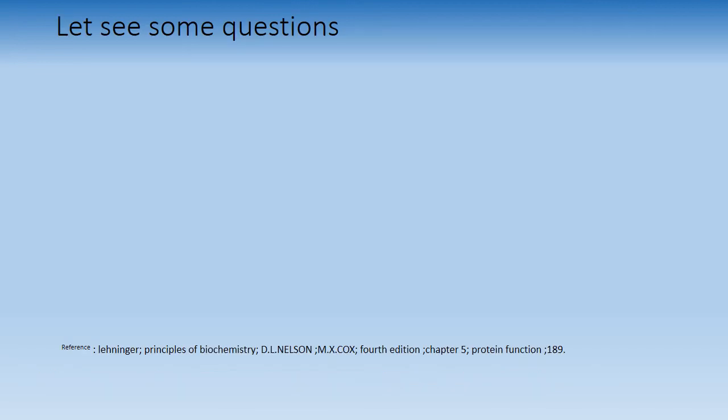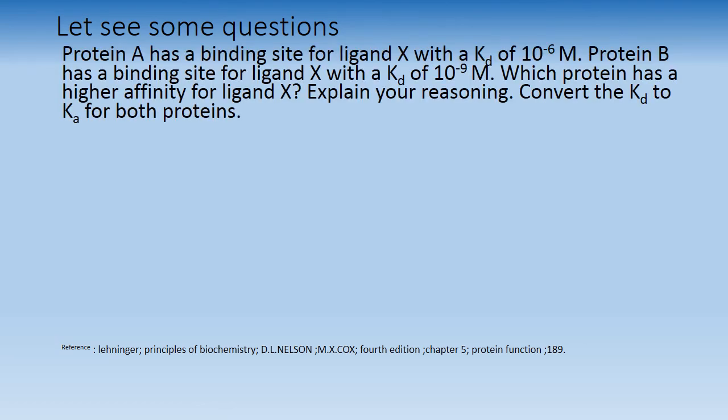Now let us see some questions from Lehninger Principles of Biochemistry, written by D.L. Nelson and M.M. Cox, 4th edition, chapter 5, protein function, page 189. Protein A has a binding site for ligand X with a dissociation constant of 10 raised to minus 6 molar. Protein B has a binding site for ligand X with a dissociation constant of 10 raised to minus 9 molar. Which protein has a higher affinity for ligand X? Explain your reasoning and convert the dissociation constant to the association constant for both proteins. This is a very simple exercise in Lehninger.